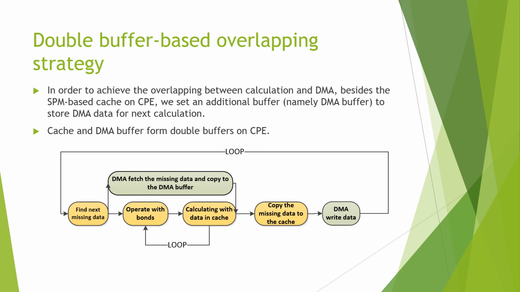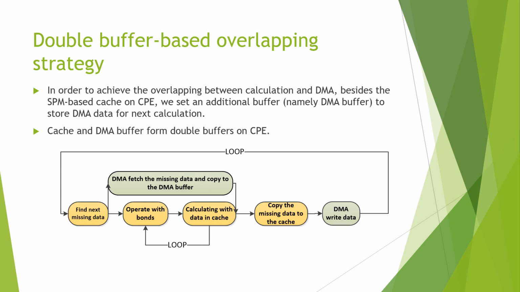At the CPE level, we design a double buffer strategy to enable overlapping between DMA and the calculations. In order to achieve the overlapping between calculation and DMA, besides the SPM-based cache on the CPE, we set an additional buffer named DMA buffer to store DMA data for the next calculation.